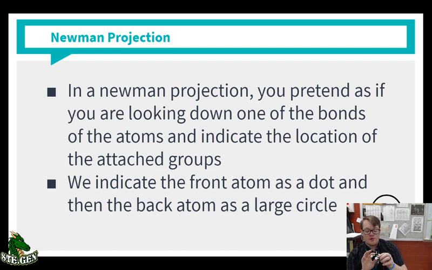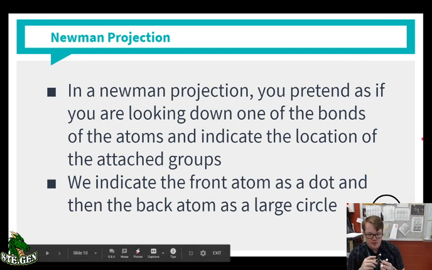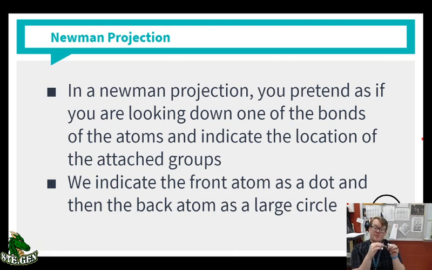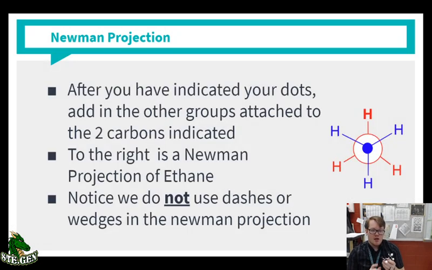You're going to indicate the front atom as a dot and the back atom as a circle going around it, so it'll look kind of like the Dr. Manhattan symbol. And now it's going to matter how we twist and how we turn these things. So after you've indicated your dots, you'll add in some other groups, and there you go.